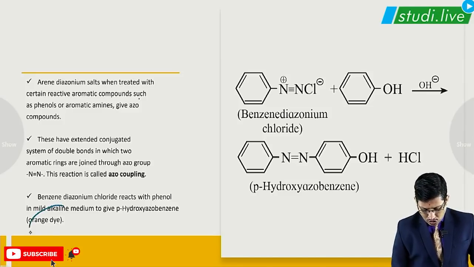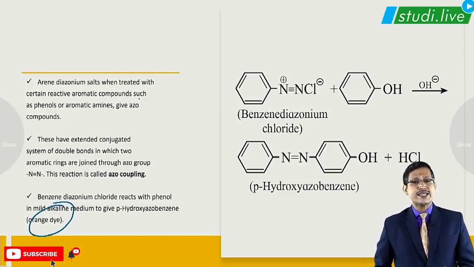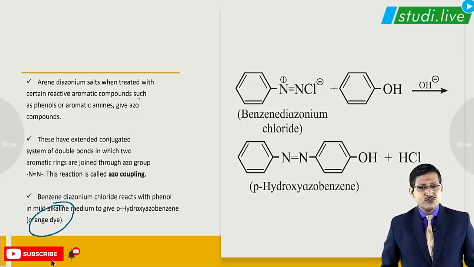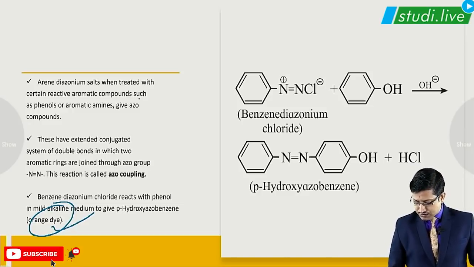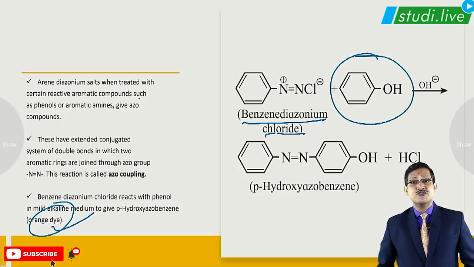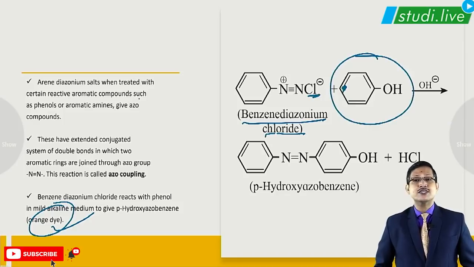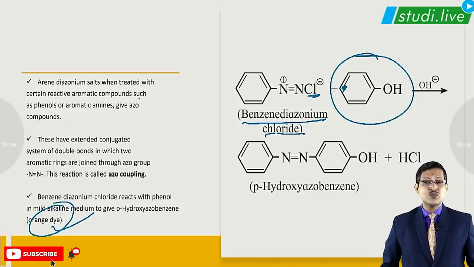You can see here orange dye mentioned. So benzene diazonium chloride, when it reacts with phenol, it will give you the formation of this orange color dye. Let's see the reaction. Now this is benzene diazonium chloride on reaction with phenols. Now when this reacts with phenol, one of the H from here will combine with Cl. So when I say H combines with Cl, that gives you HCl.